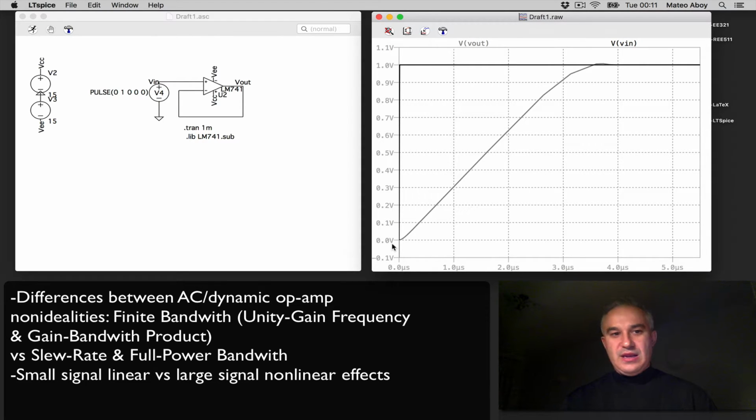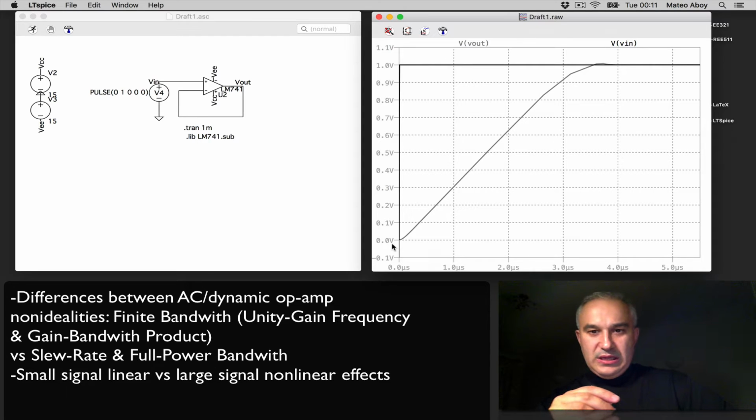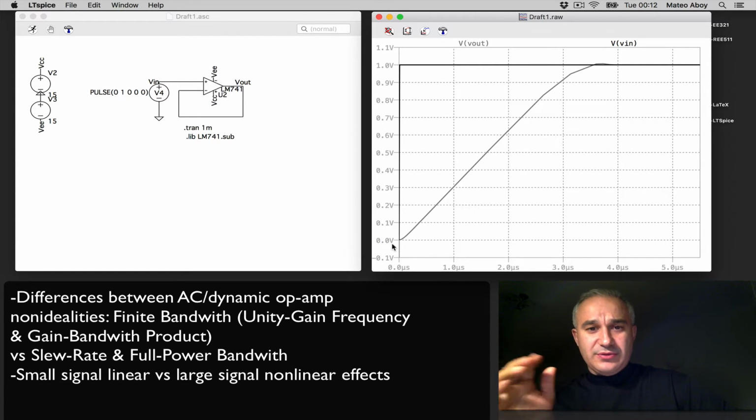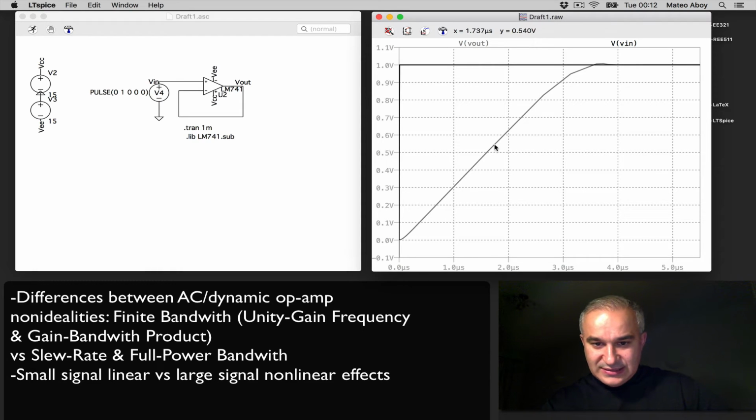Now, a 741 has a slew rate. It's going to depend on the particular 741 and the model, and then there are variations. But normally it's around 0.5 volts per microsecond. In this case, it looks like to reach 0.5, it takes almost a microsecond and a half. In this case, we are at about 0.3 volts per microsecond. That's the maximum rate of change of this operational amplifier.